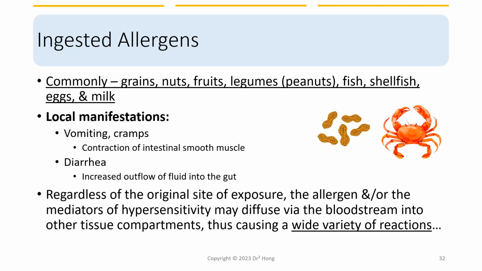But regardless of the original site of exposure, these allergens can disseminate into the bloodstream and may cause an even higher amount or systemic type of reactions, such as itchiness, or may even cause difficulty breathing, and in a severe case it may also cause anaphylactic shock.